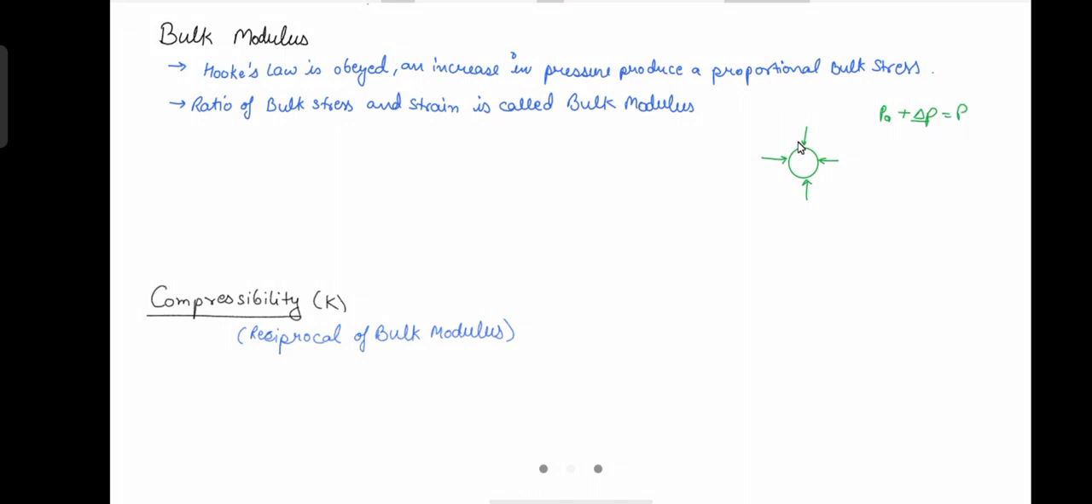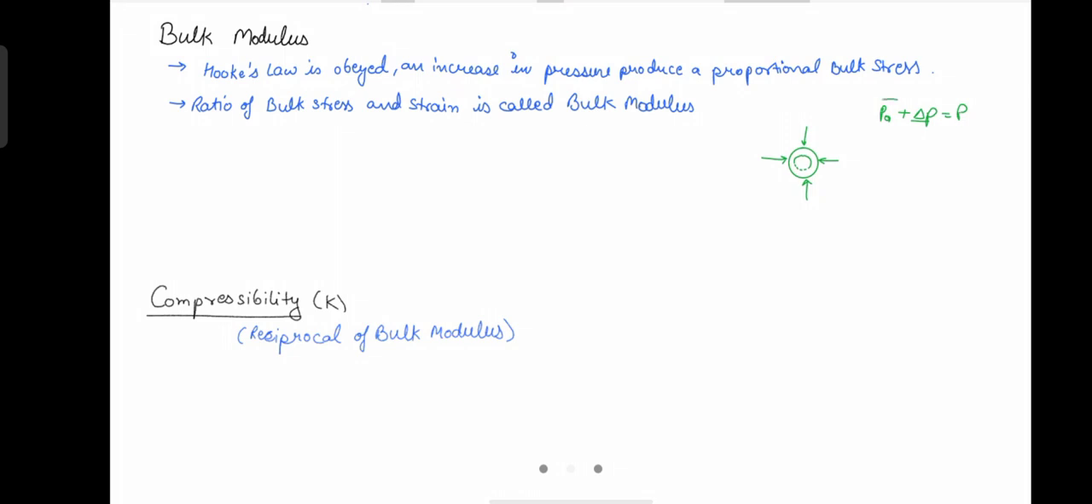So what is happening when you are applying the pressure from all sides? It's not that only the pressure is being increased. If you increase the pressure, there will be a reciprocal effect on the volume. That is, the volume will be decreased. It will shrink a little bit, something like this. So we see that when we are increasing the pressure, our volume is being decreased.